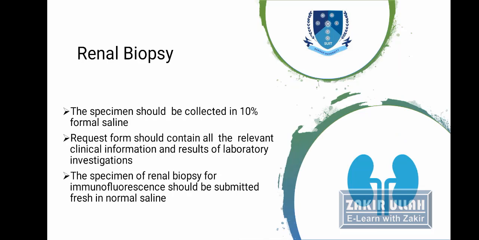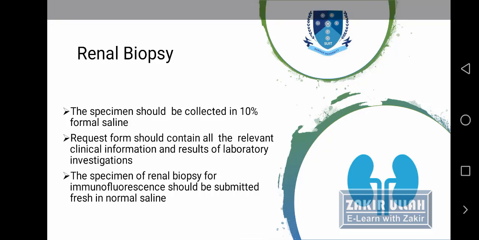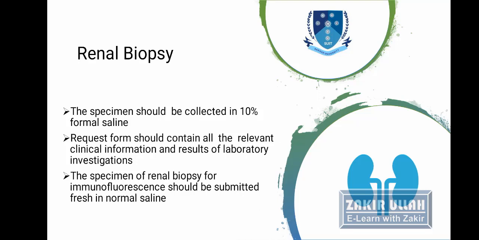The different types of specimens are sent to the histopathology laboratory. For biopsy of the kidney, specimens should be collected in 10% formal saline and sent to the lab. The request form should have all the clinical information along with the lab investigations, which include urea, creatinine, 24 hour urinary creatinine clearance, along with sodium, potassium, chlorides, and all the minerals, that should also be tested and sent to the laboratory.